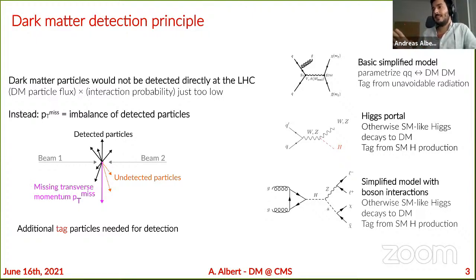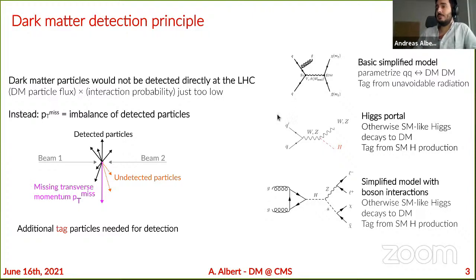On the right-hand side of the slide, I have a few different interactions of how this could look. In general, these are examples that guide our searches, but none of the searches are really exclusive to one of these. And there are a lot of general search strategies. So here, roughly in order of complexity, we have a very simple model of dark matter interactions. We just have a new mediator that couples to quarks and dark matter. In that case, the tag is just radiation, for example, here a gluon, which occurs generically.